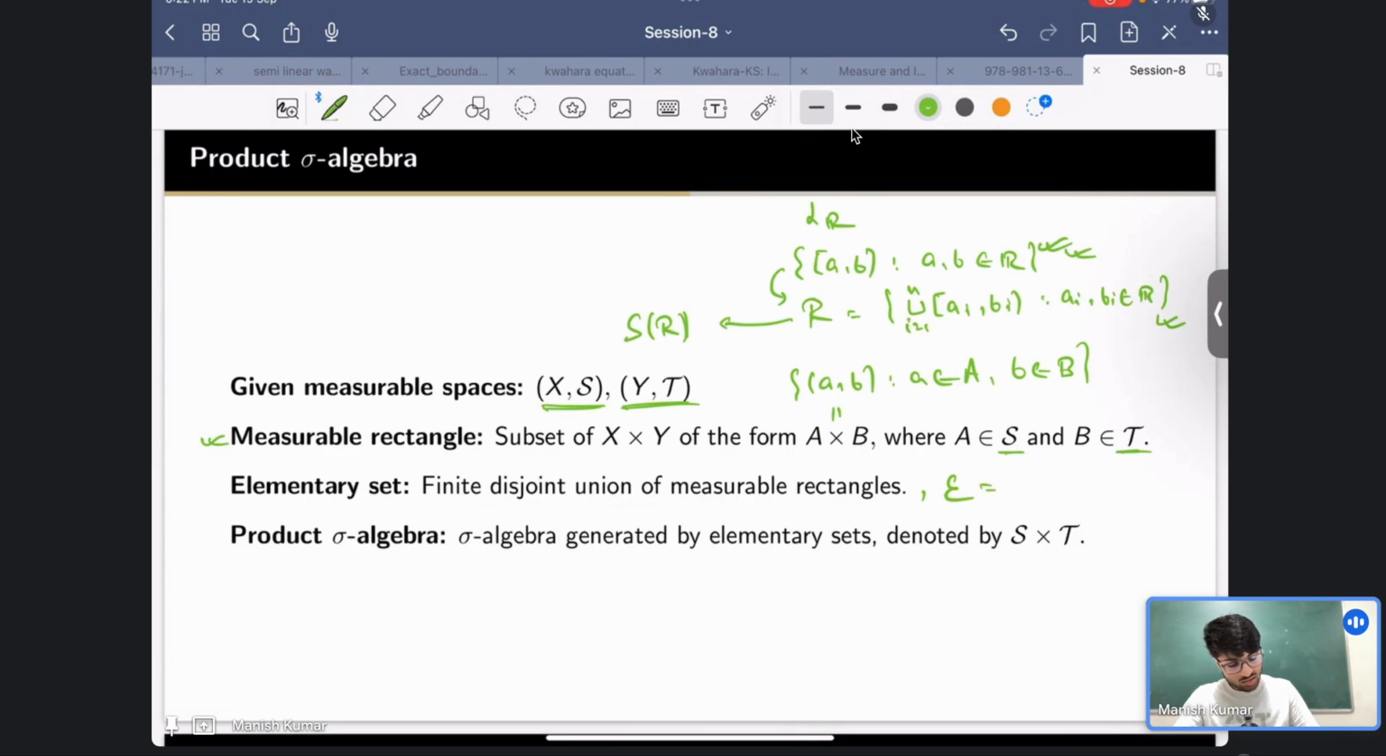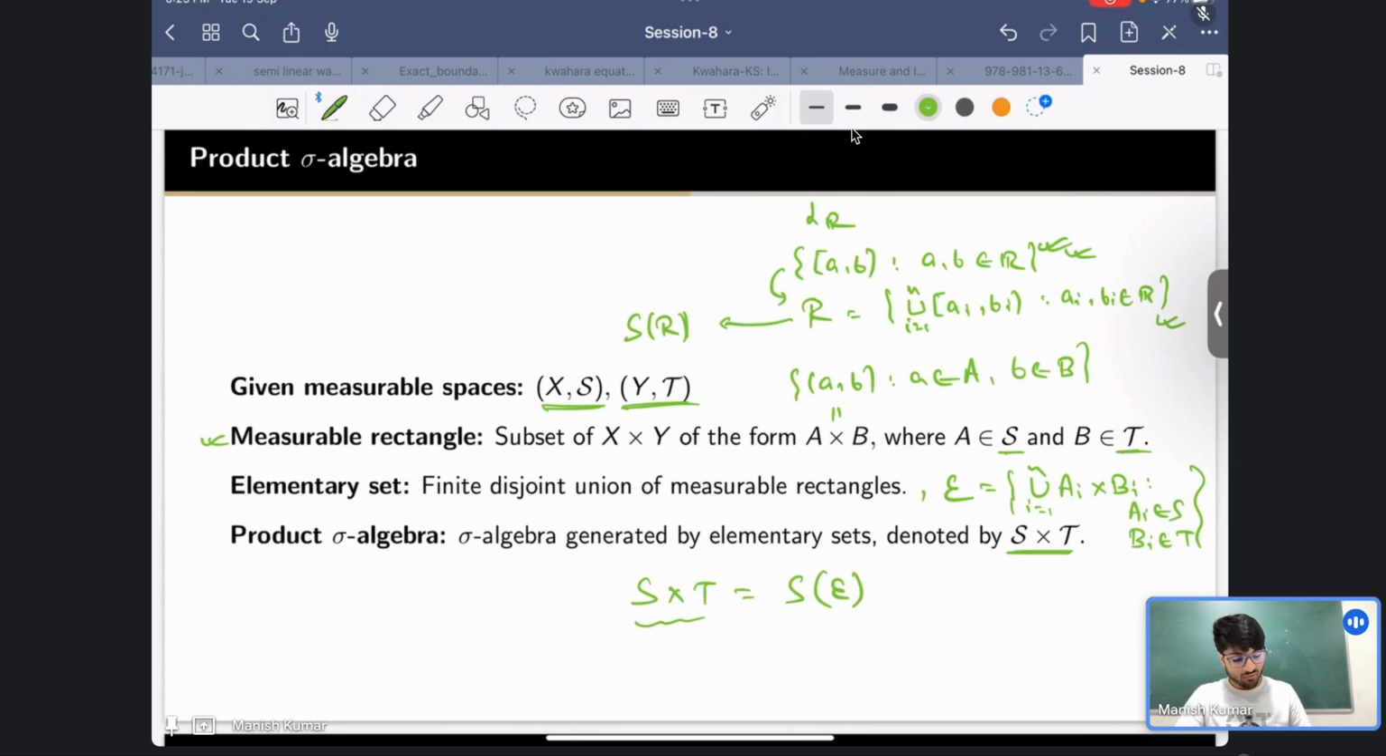Okay, so E is nothing but a finite union of A_i cross B_i, i equal to 1 to N, where A_i belongs to S, B_i belongs to T. Okay, and then this product sigma algebra I denote by S cross T. So this S cross T will be nothing but the sigma algebra generated by this E. Okay, so that's it. I mean, that's the whole thing. So this is my sigma algebra.